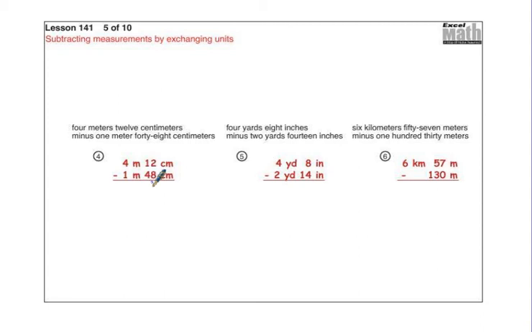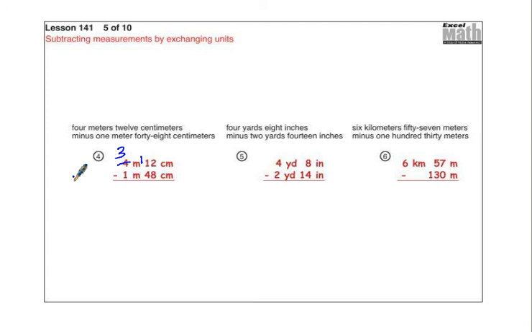So can't do 12 minus 48. I have to borrow from the meters, and that makes that 3. Well, how many centimeters are in a meter? There are 100 centimeters in a meter. So I had 12 here before, now it's 112. On this one, it happens to work where we can just stick a 1 there.